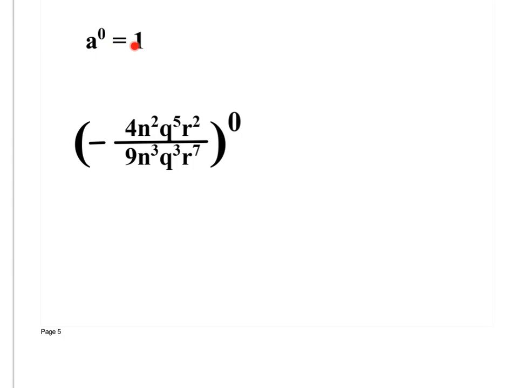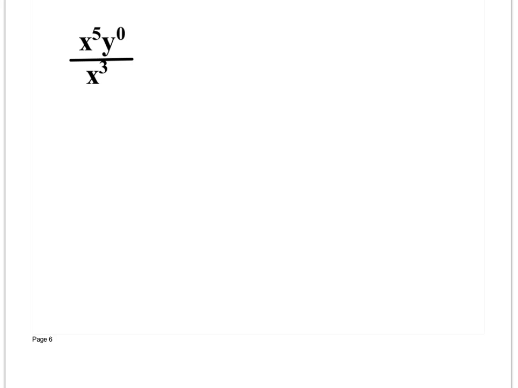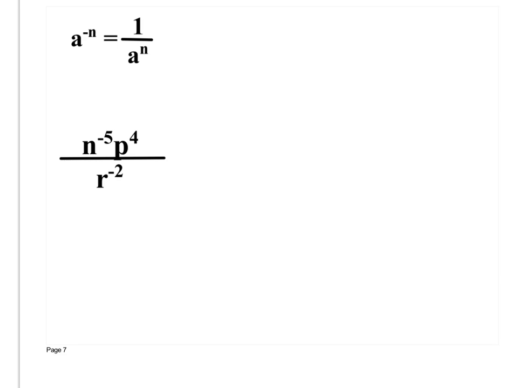a to the 0, you need to know this rule. Anything raised to the 0 power is 1. So this all raised to the 0 power, guess what it is? It's 1. I have x to the 5th, y to the 0 over x to the 3rd. y to the 0 is just 1, so we can get rid of it. 5 minus 3 is 2. So there's my answer.